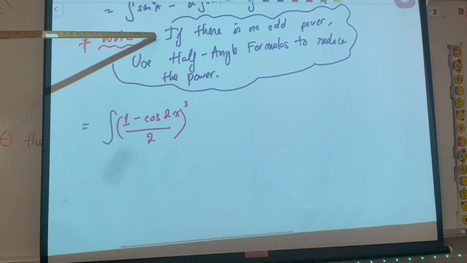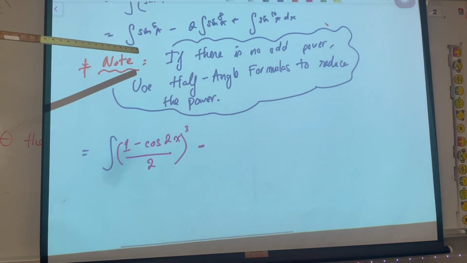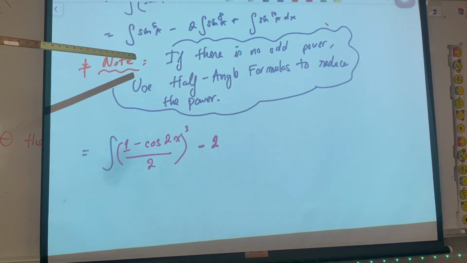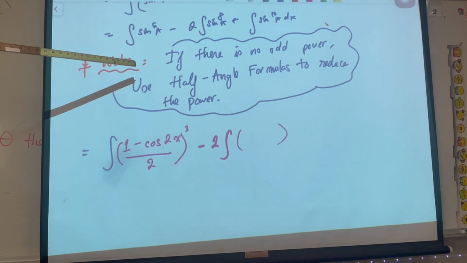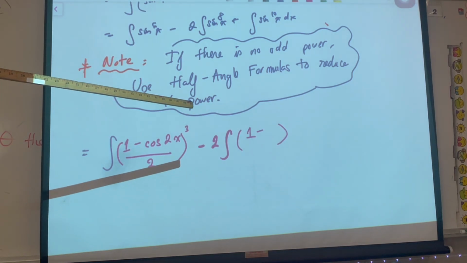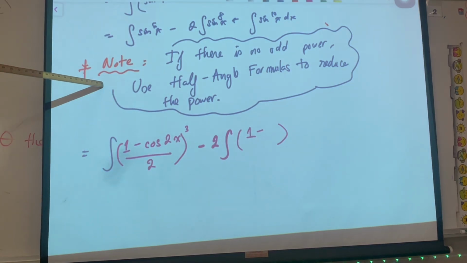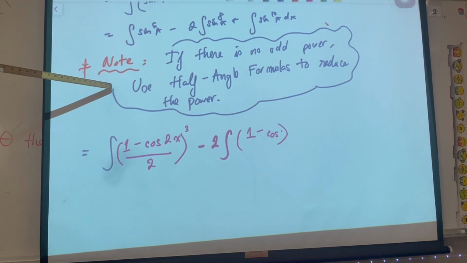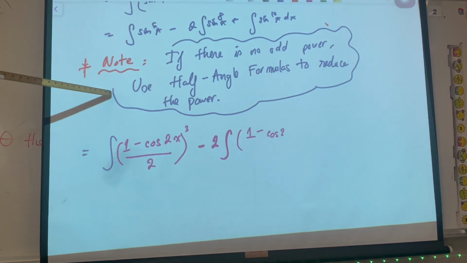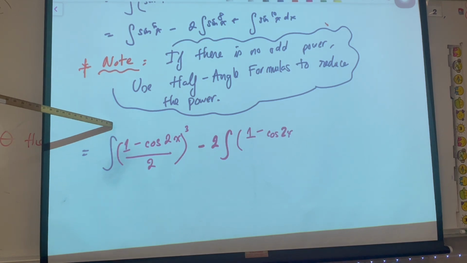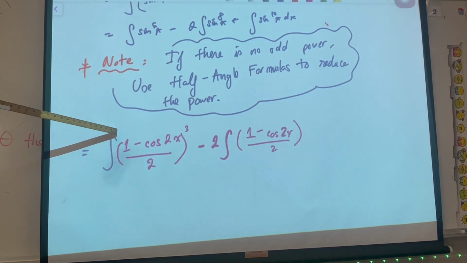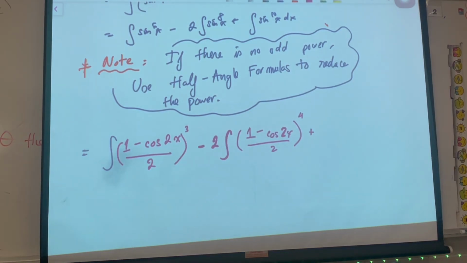Okay, let's write the rest of them first. Again, minus 2, open parenthesis, 1 minus cosine 2x over 2, everything to the power 4. Half of them. That's what I call half angle. Yeah, half of them. Okay.